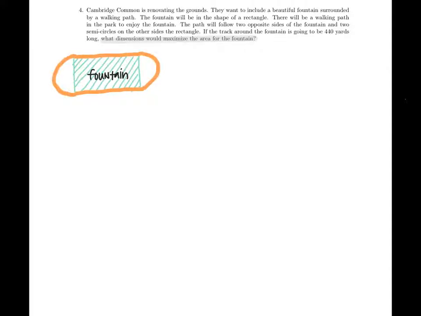So we have a reasonable working sketch from our reading, and then as we move to the very end, it says, if the track around the fountain is going to be 440 yards long, that's not for my sketch. It says, what dimensions would maximize the area for the fountain? Now, the other thing that we wanted to be able to do from this rereading is to write down our goal, which is what are we trying to maximize or minimize? And it tells us right here, we are maximizing the area for the fountain. So I'm going to write that down explicitly. And it's those two pieces that will be really, really important.